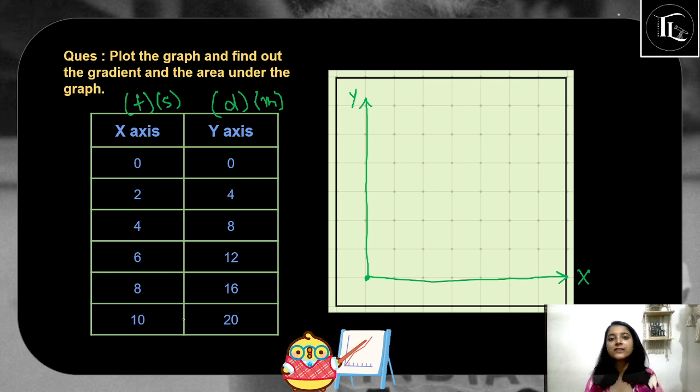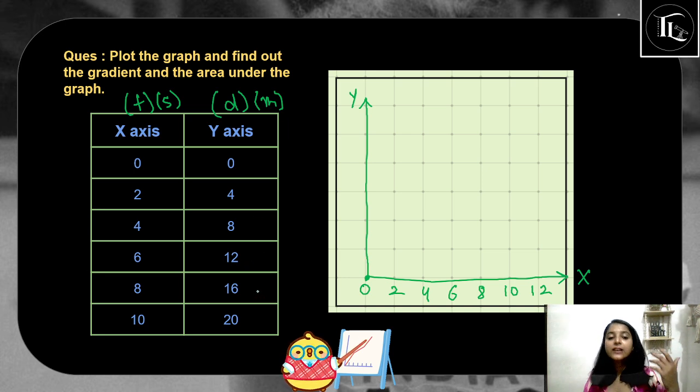If you are going to take 0, 1, 2, 3, 4, it is going to take a lot of points, right? And a lot of space. So we can do the scaling and we can say that one block represents how many units? 2 units. So it will start from 0, 2, 4, 6, 8, 10, 12. And this is enough. And same on the y-axis, you can see it is 0, 4, 8, 12, 16 and 20.